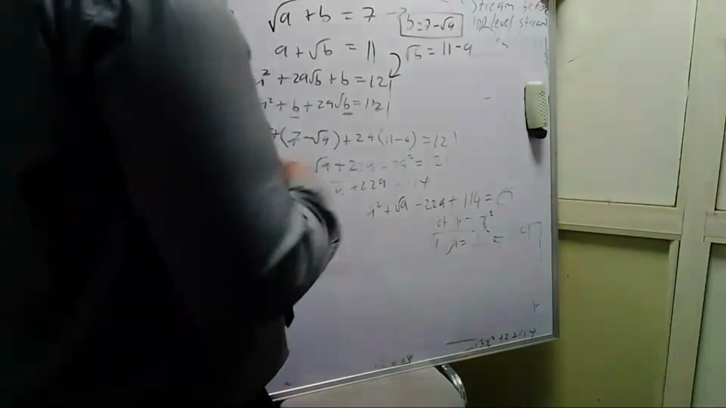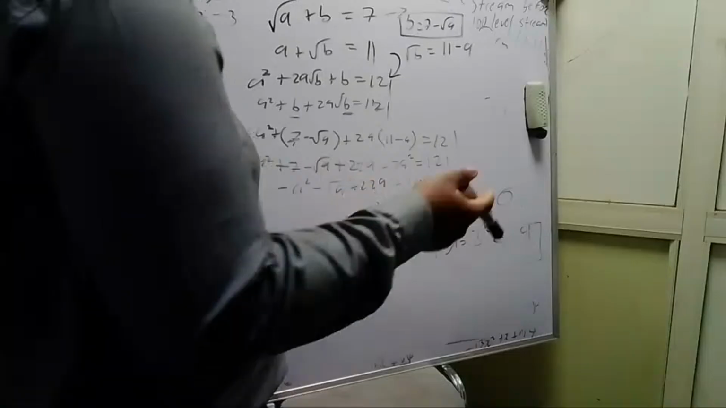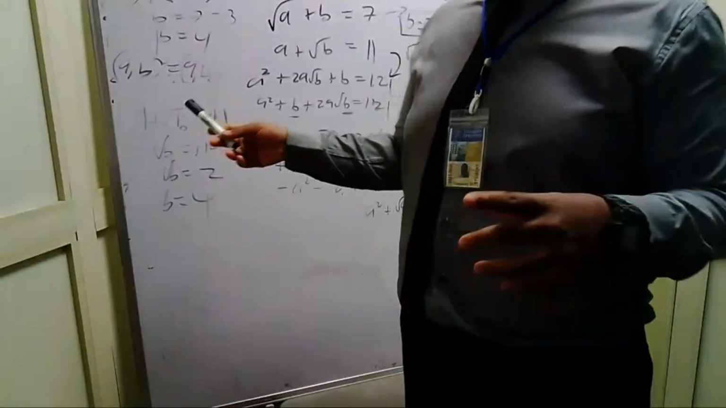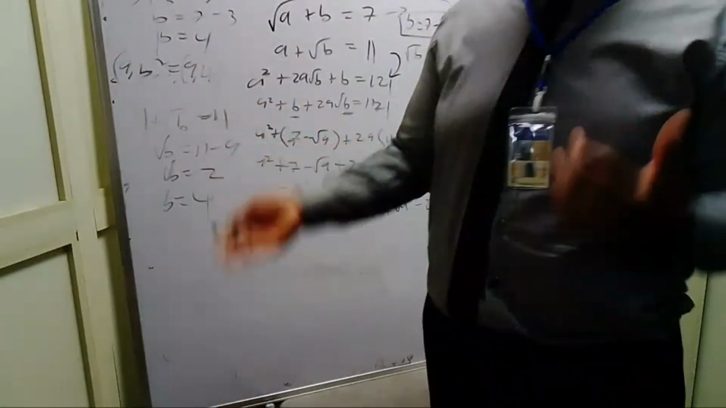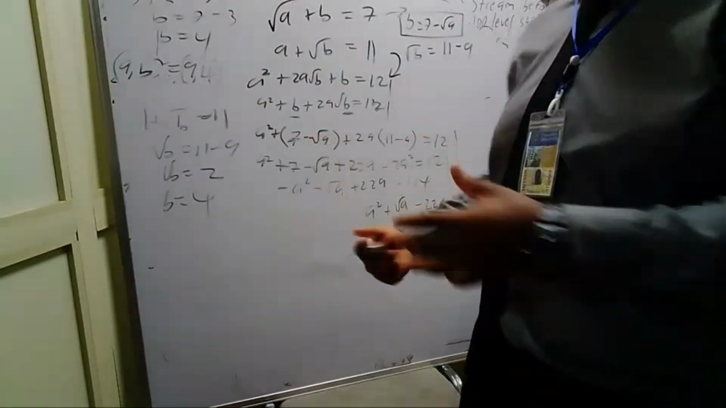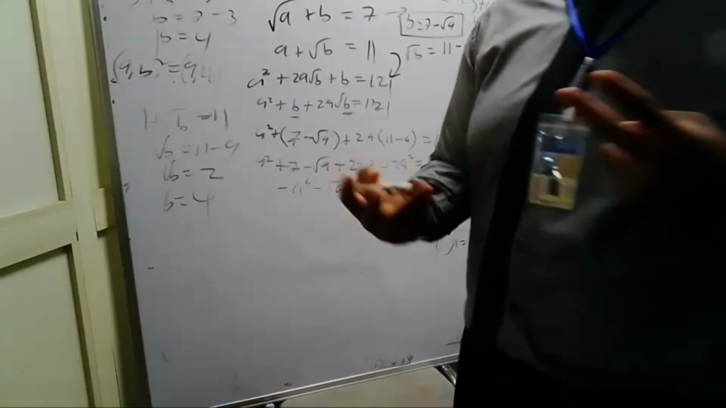Or b is equal to 4. No, not when a equals. I don't think that's the correct language to use. The correct language to use is the solution for a and b is 9 and 4. I think, because I feel like you have to use that when a equals 9, b equals 4 is when there are two solutions, I think.